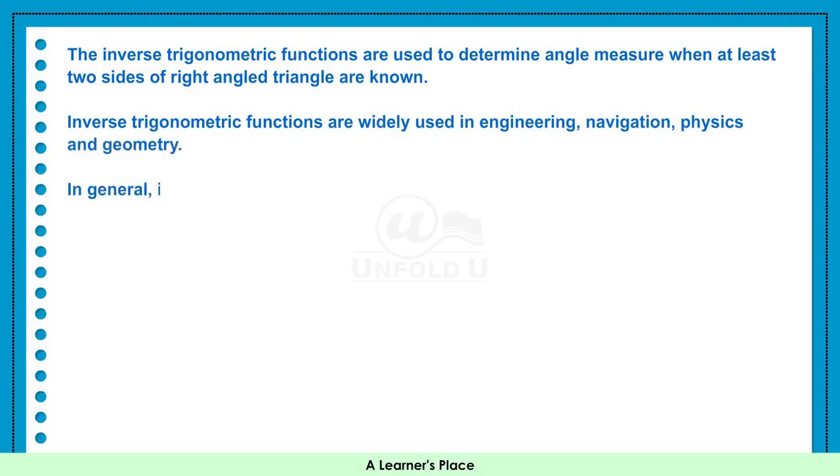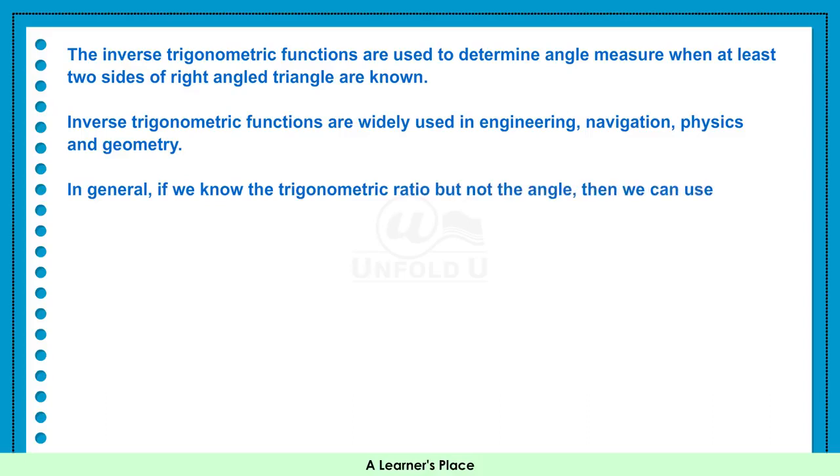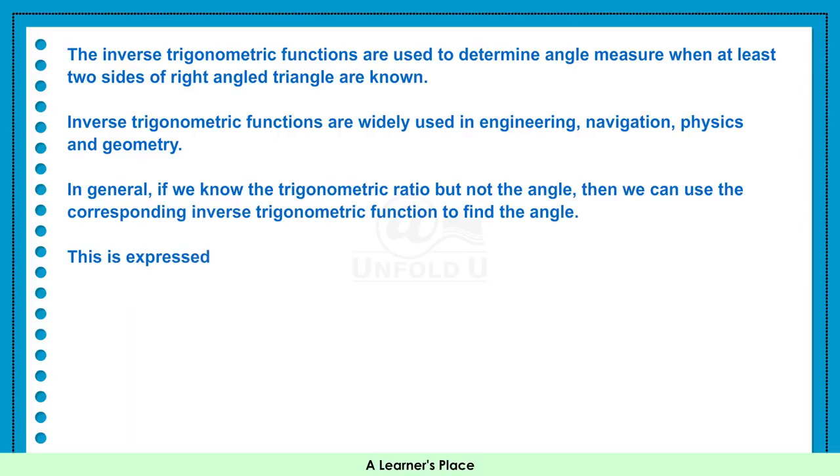In general, if we know the trigonometric ratio but not the angle, then we can use the corresponding inverse trigonometric function to find the angle. This is expressed mathematically as follows.